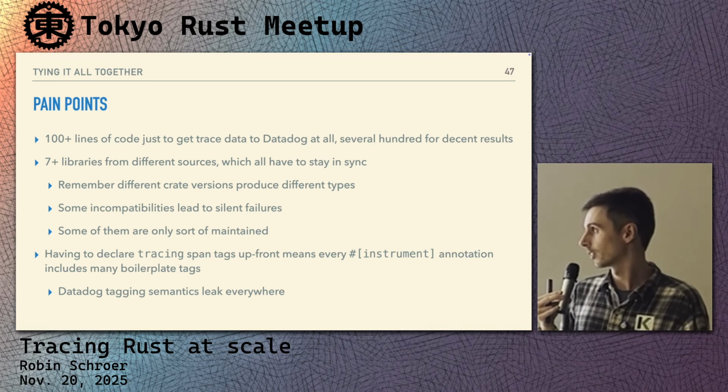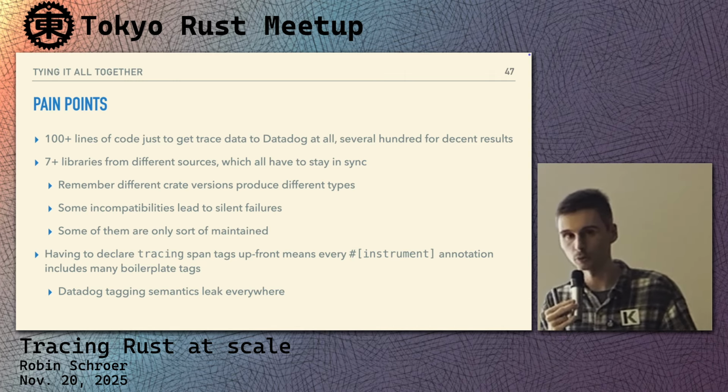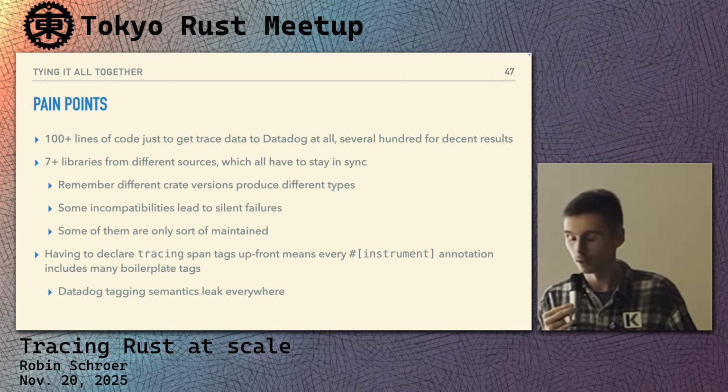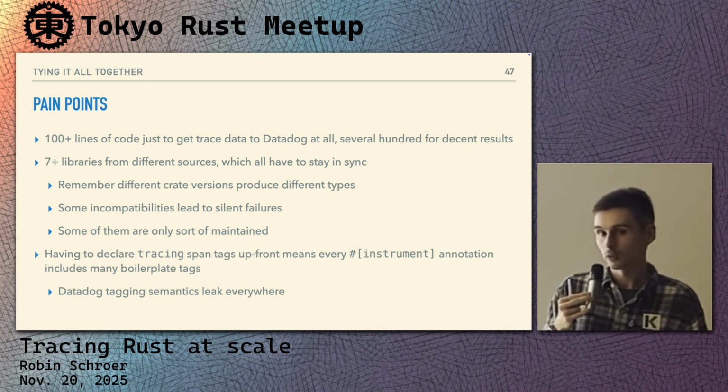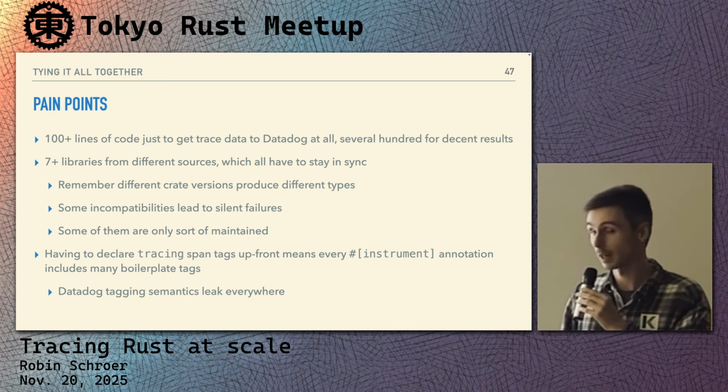If you break them, sometimes you get compiler errors because different crate versions produce different types, even if they have the same name. In some cases, it works, but you just lose the trace data and you find out when you deploy to production. Ask me how I know.